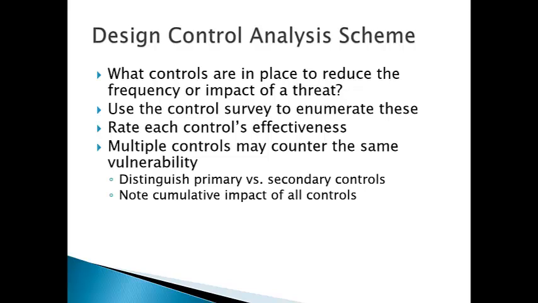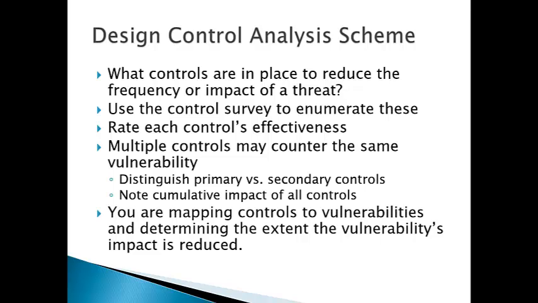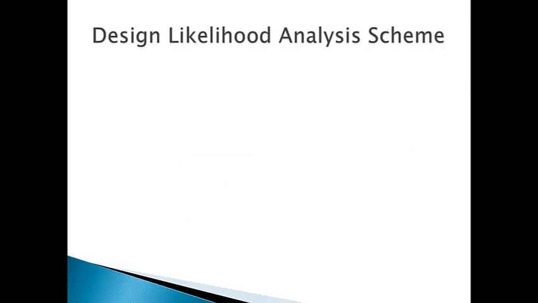And then note the cumulative impact of all controls. This is where you get into defense in depth. You should have multiple controls, and control B should be able to control against or reduce the impact of an event if control A fails. The controls should have different criteria for operating so that if one fails, the other one can be expected to hold up. You're mapping controls to vulnerability and determining the extent to which the vulnerability's impact is reduced. So it goes threat, vulnerability, and then control analysis. And in the middle there is impact, which is your metric for determining how effective the control is.